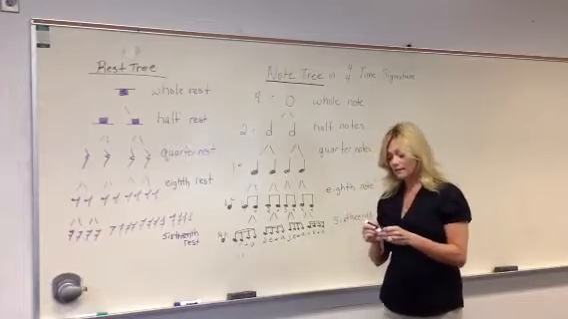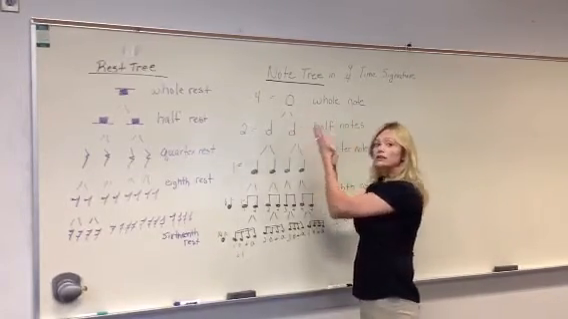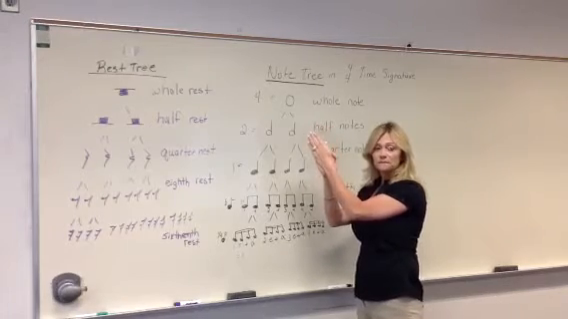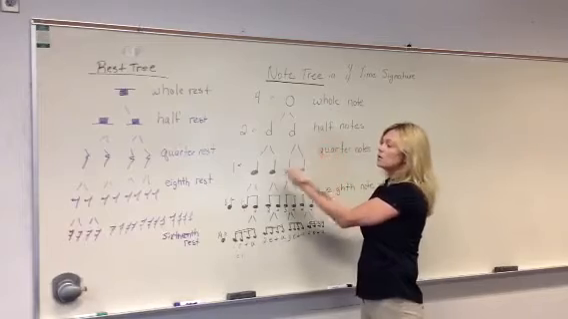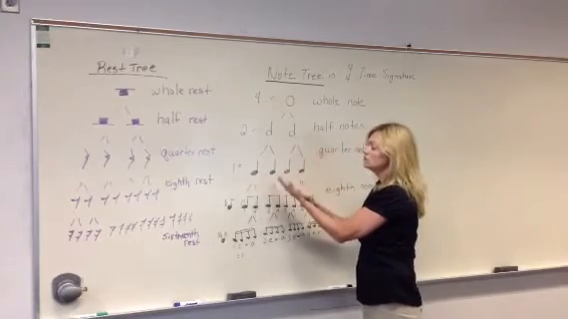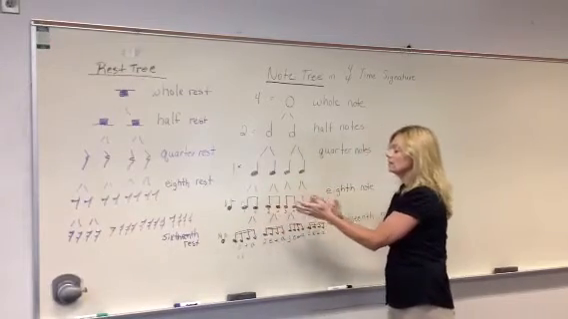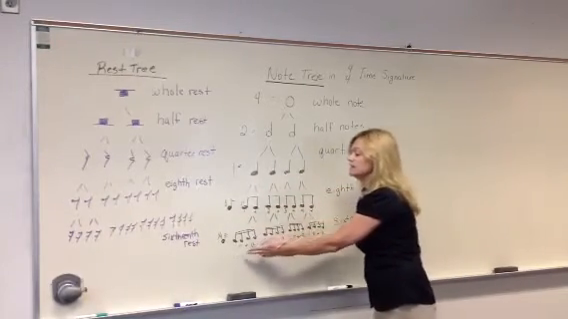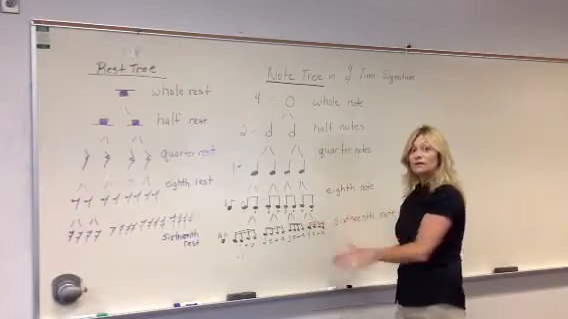So what does all this sound like? A whole note would sound like this. 1, 2, 3, 4. Half note, 1, 2, 3, 4. Quarters, we're getting faster. 1, 2, 3, 4. 1/8 notes, 1 and 2 and 3 and 4 and. 16th notes, 1 E and a 2 E and a 3 E and a 4 E. So they get a lot faster.